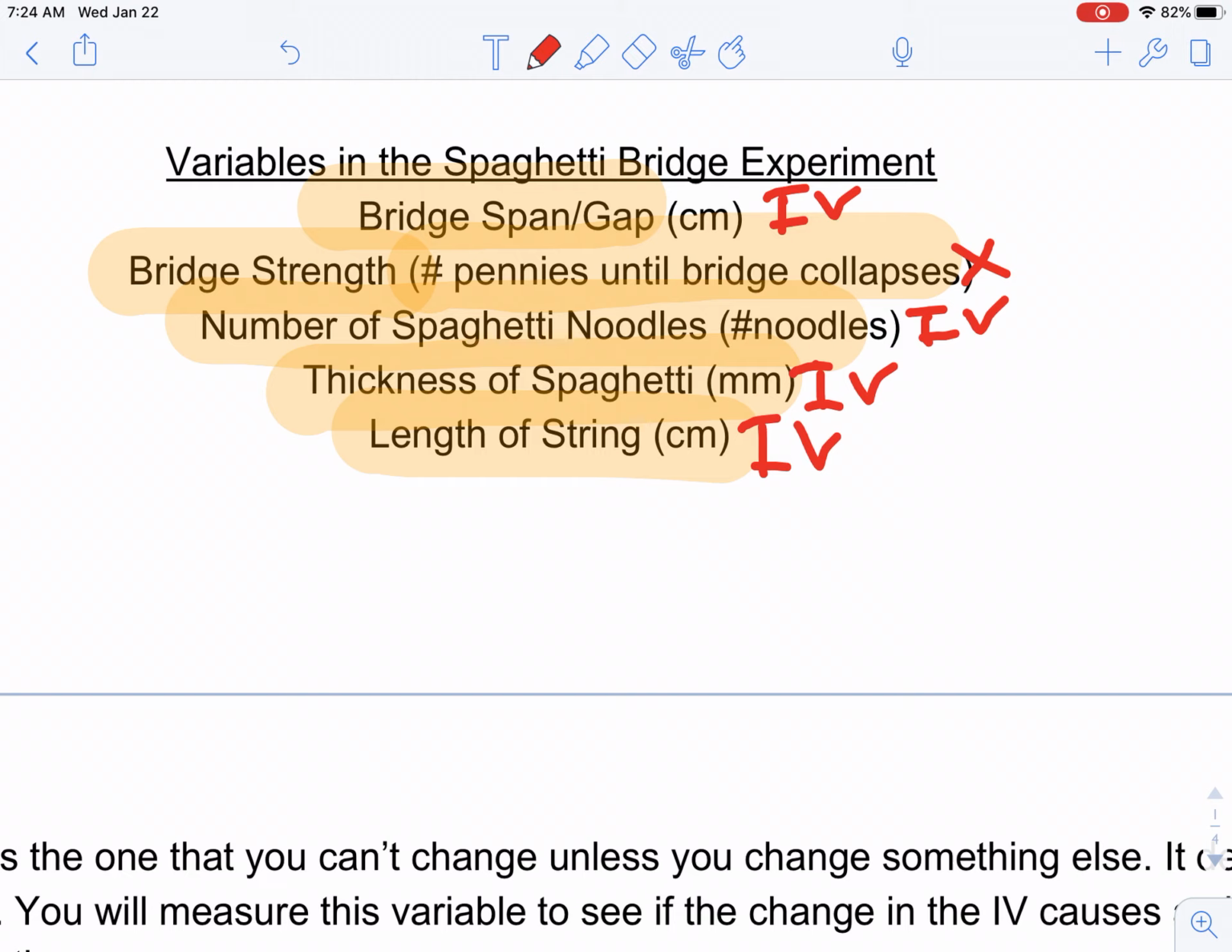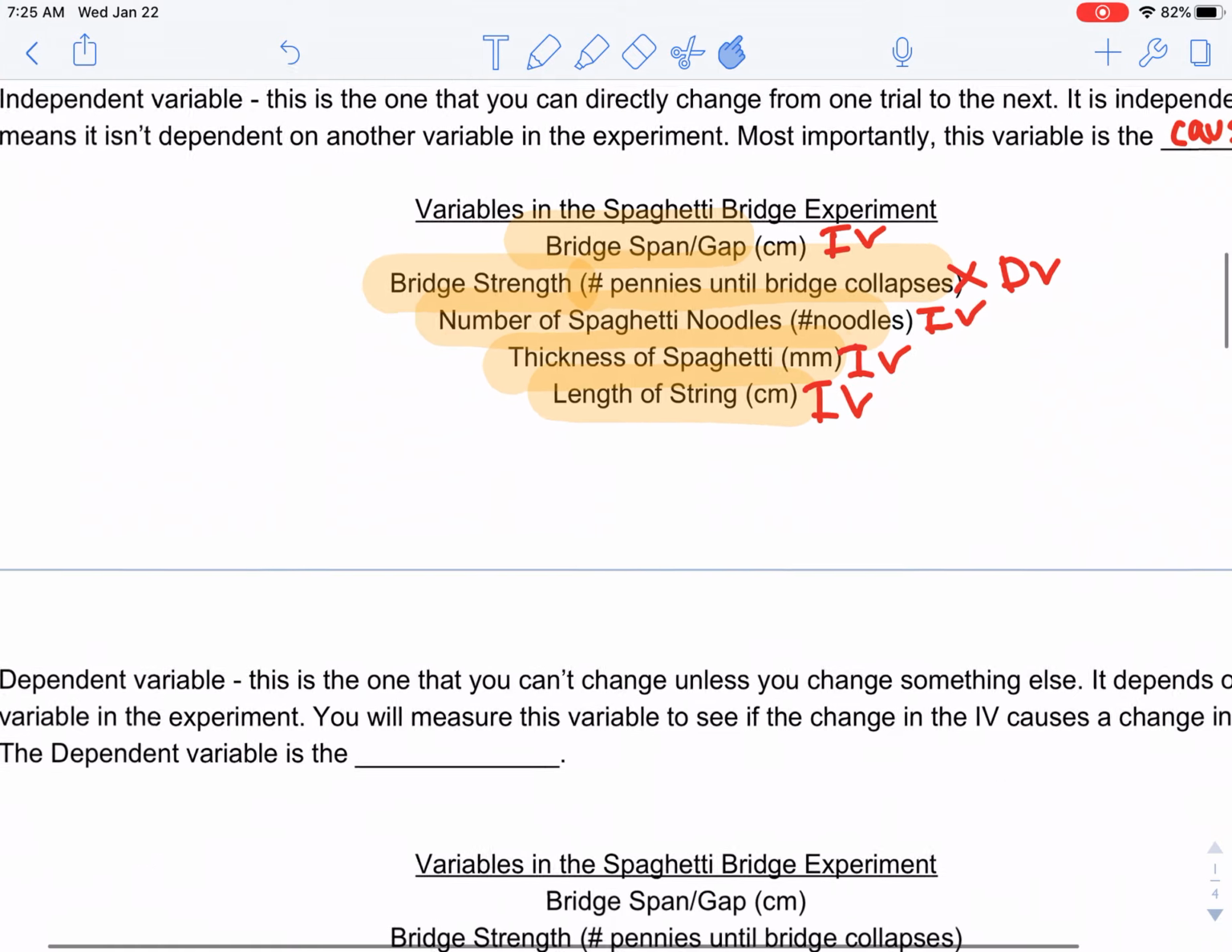That is an effect. If you have more noodles, that bridge will probably be stronger, but the strength of the bridge, that's going to be something that you measure. This is our dependent variable. So independent variables, what you change directly, and dependent variables is going to be the effect or what you measure.